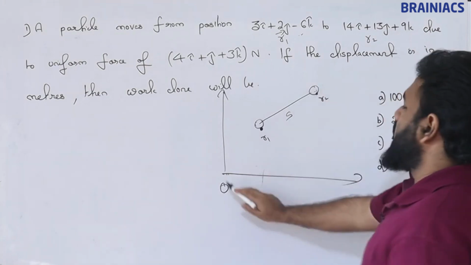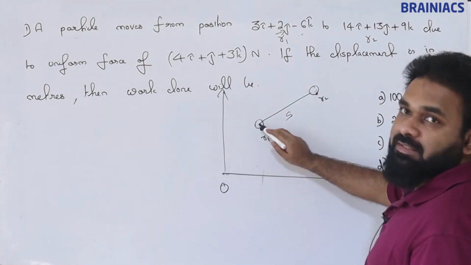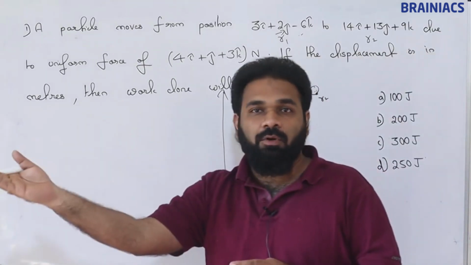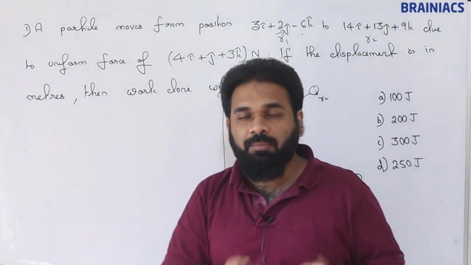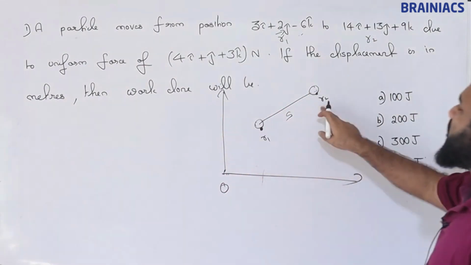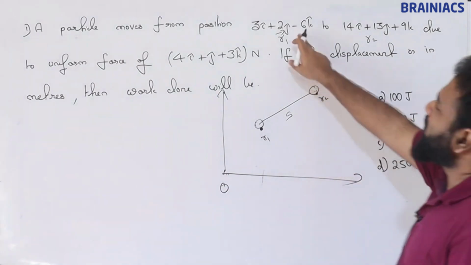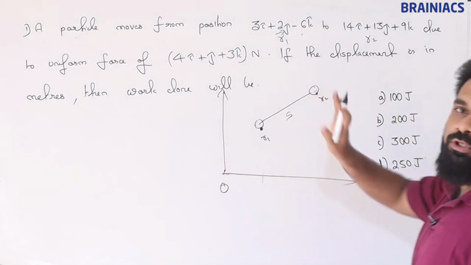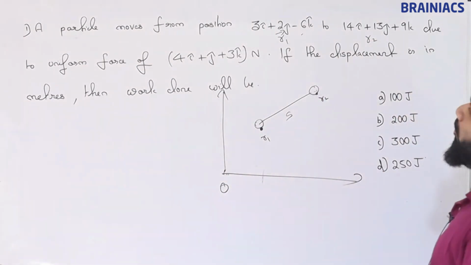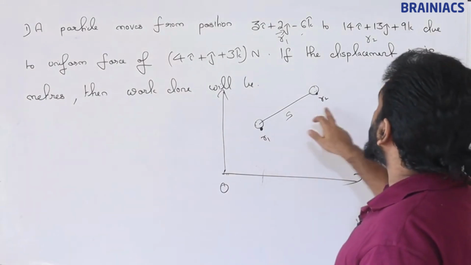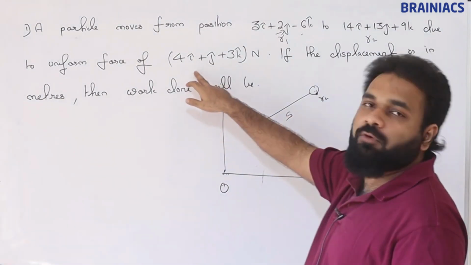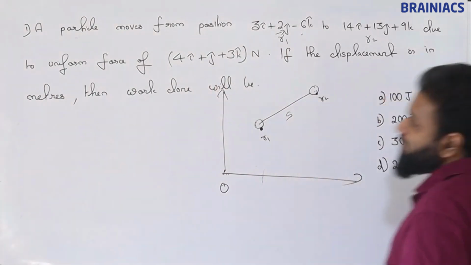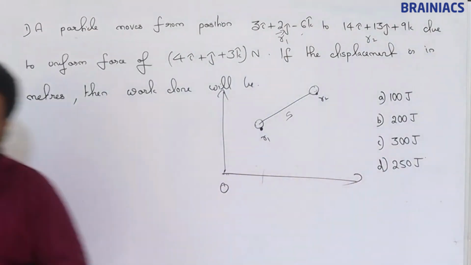Clear or what? From here the particle was here, with respect to origin, with respect to someone only we can say the position of the particle. So from here it is shifted to this place. So this position with respect to origin, this position with respect to origin. Now a particle moved from position 1 to position 2 due to an uniform force of 4i plus j plus 3k Newton. So if the displacement is in meters, then work done will be.